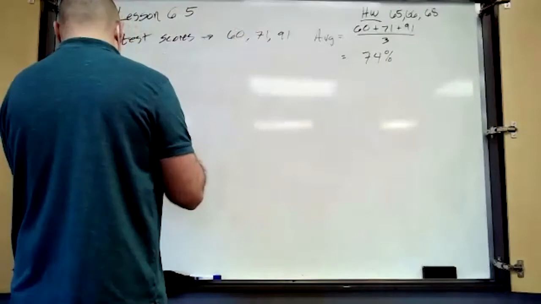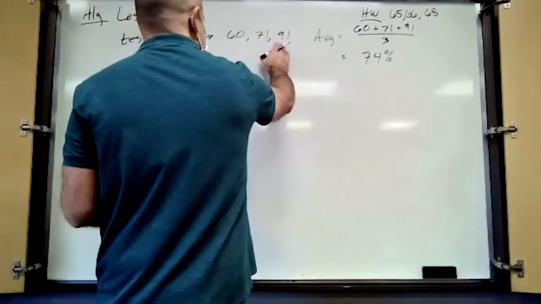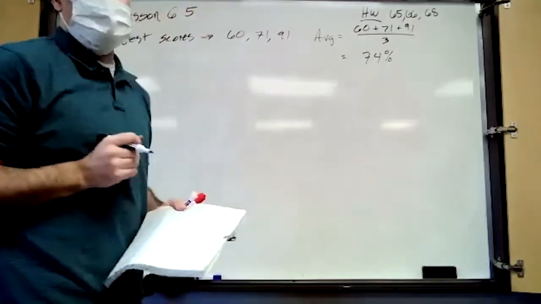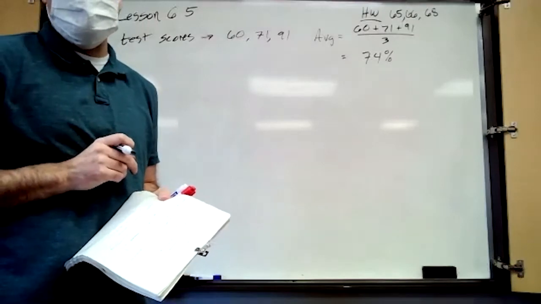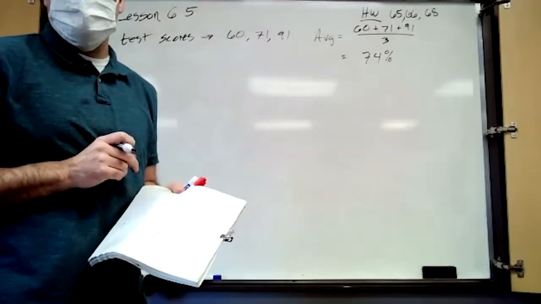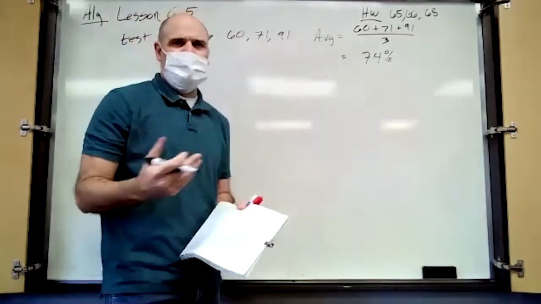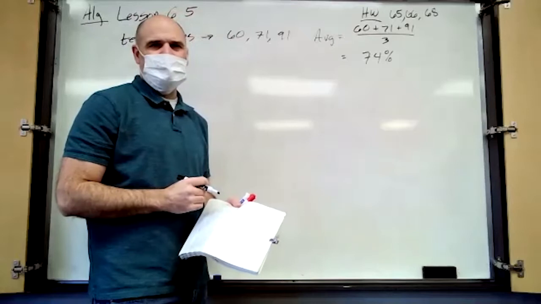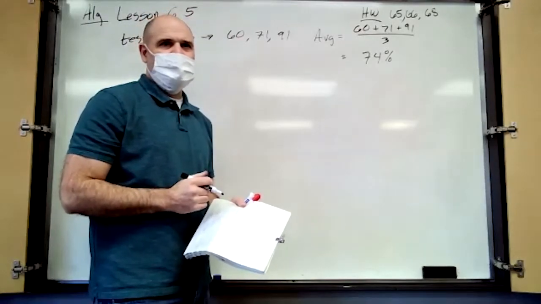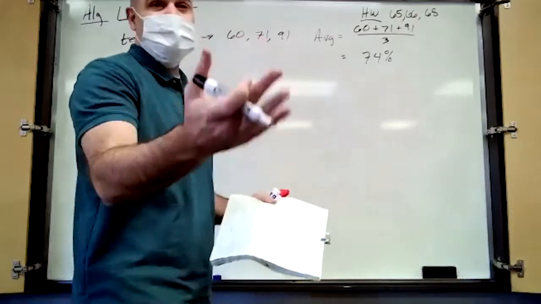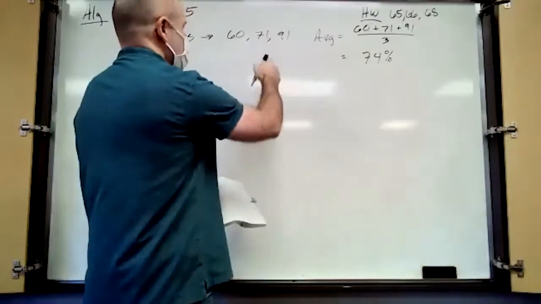But let's say that these test scores were worth more than the other. So let's say that this one was worth twice as much as the other two. How do I calculate the average of that? If this is worth twice as much as the other two, how do I find the average of those test scores? Any ideas? Could you just add 91 twice? Yes. And you would, so it's like you took 4 tests instead of 3 tests.